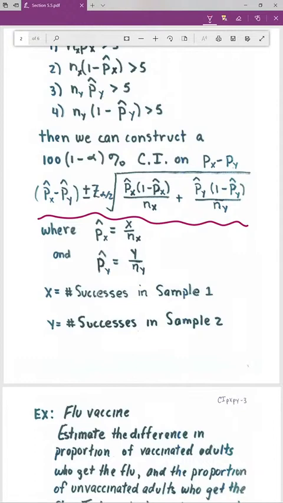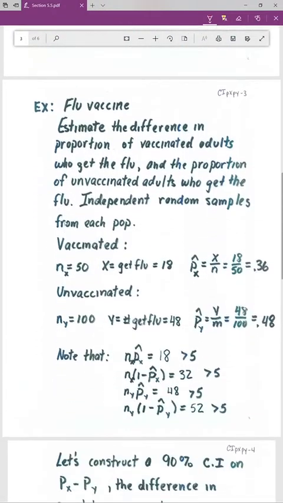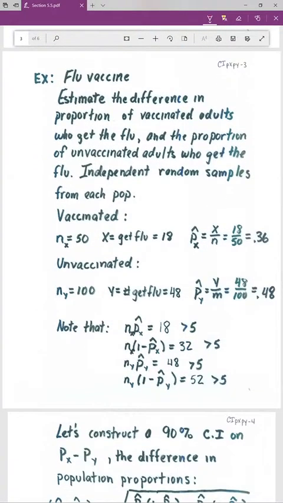To use this formula, let's take a look at an example. So our example is going to deal with the flu vaccine. Let's estimate the difference between the proportion of vaccinated adults who get the flu and the proportion of unvaccinated adults who get the flu. And we assume that we have independent random samples for each population.